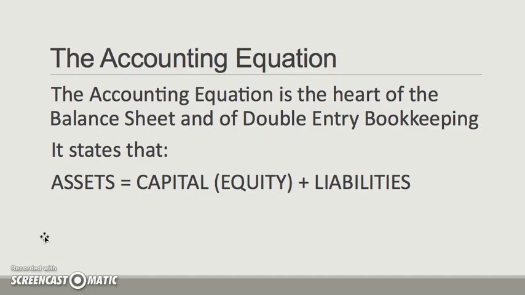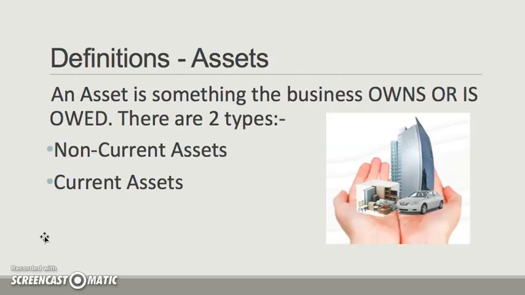So the accounting equation, what is it? Well, the accounting equation is at the heart of the balance sheet, which is what we're looking at today, but also double entry bookkeeping, which we'll come on to shortly. And it states that assets equal capital, also known as equity, plus liabilities. Assets equal capital plus liabilities. Now we're going to define those terms.